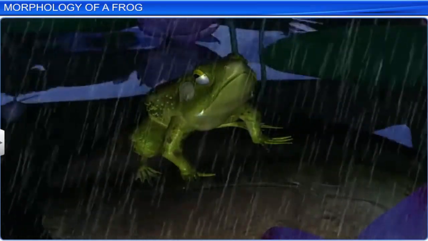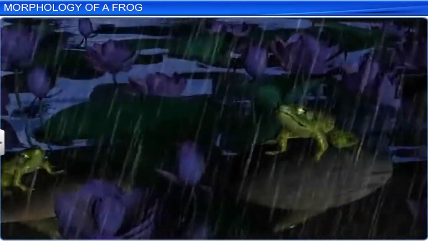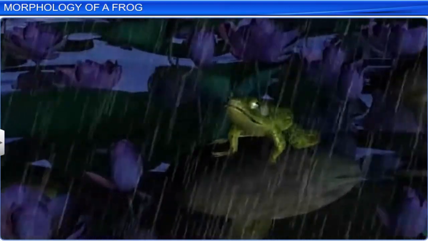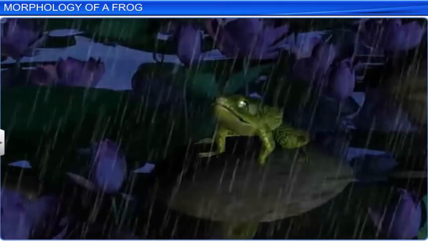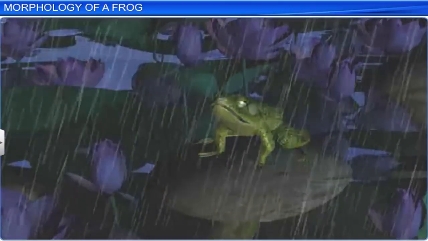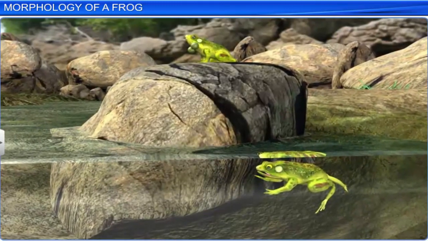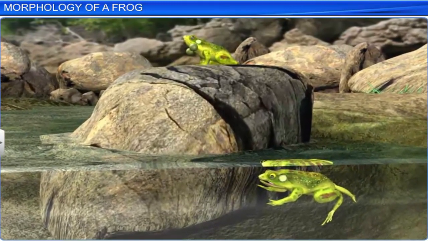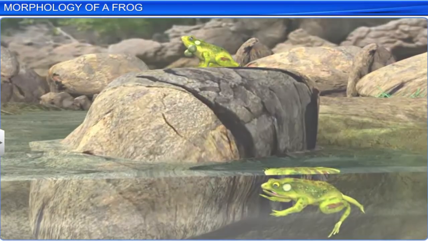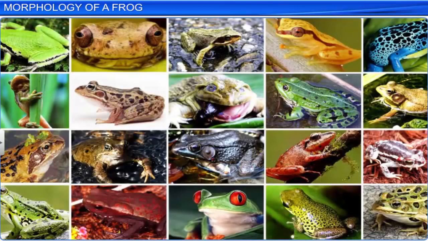With the onset of the monsoon, it is common to hear croaking sounds. These sounds are made by male frogs to attract females as it's their breeding season. Frogs are tailless animals that live both on land and in fresh water. There are about 4,000 species of frogs worldwide, but they are usually found in tropical and subtropical regions.